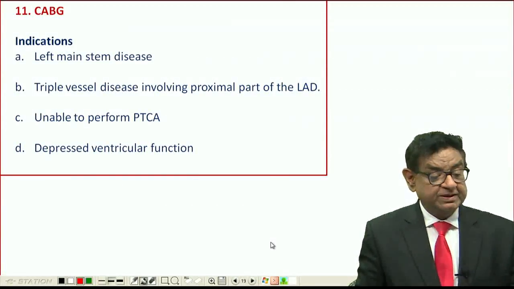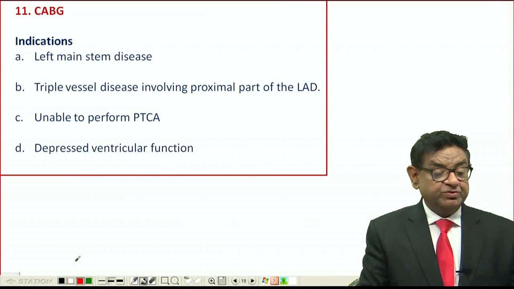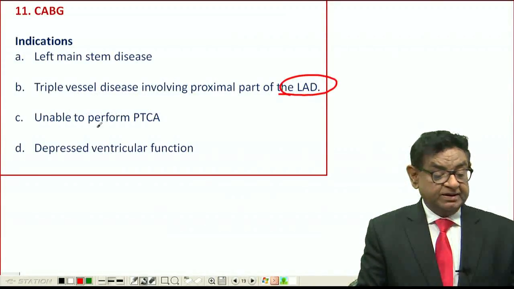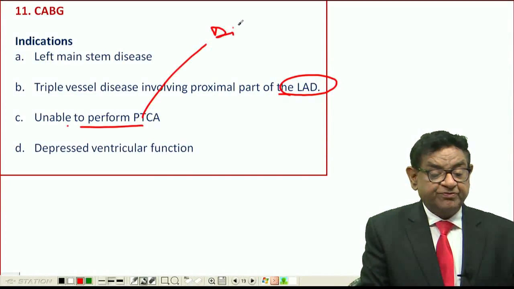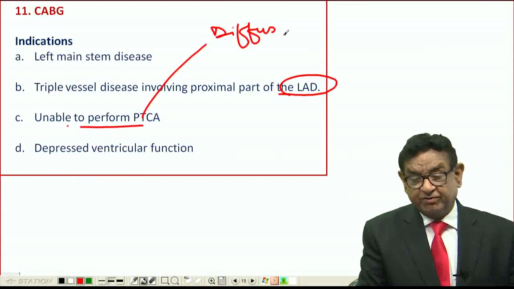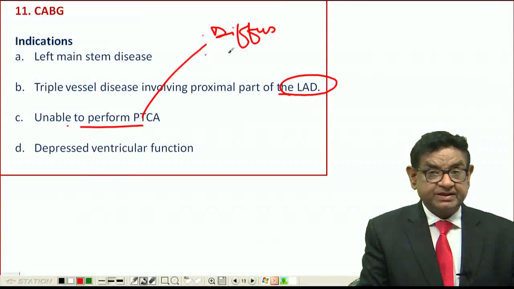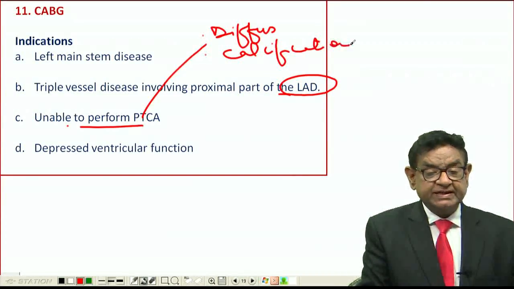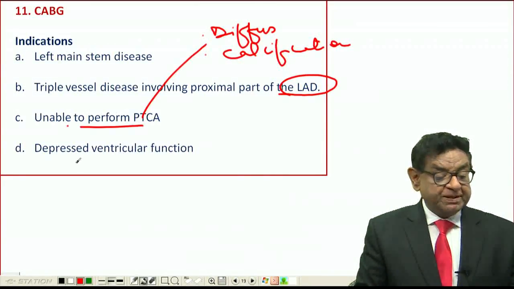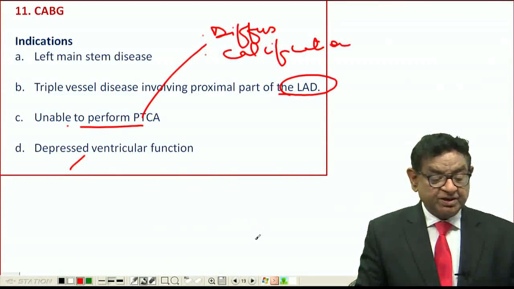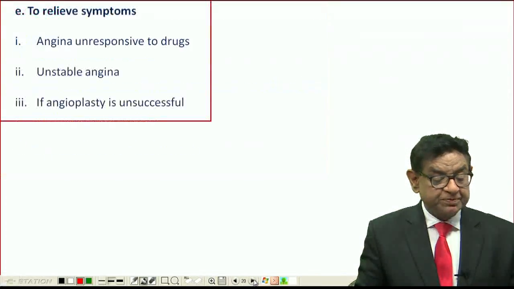Now, CABG. What are the indications for doing CABG? We do it in left main stem disease, triple vessel disease, especially involving the LAD. If we are not able to perform PTCA, this happens when the artery involved is diffusely diseased, or there is massive calcification. In calcified plaque, you cannot do PTCA. Or depressed ventricular function, maybe the LV ejection fraction is too low, then we can think of doing bypass surgery.